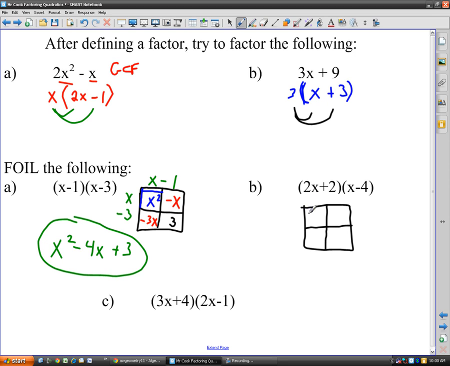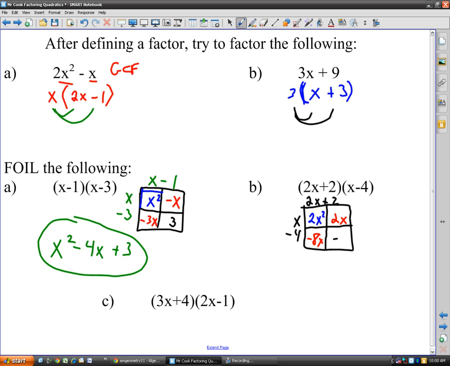I'm going to take 2x plus 2 across the top and x minus 4. It doesn't matter what order you put them in. Just know that you need to multiply these guys together. So x times 2x is 2x squared. X times 2 will get me 2x. And then I take 2x times negative 4, which would be negative 8x, and then I'll take negative 4 times positive 2, which is negative 8.